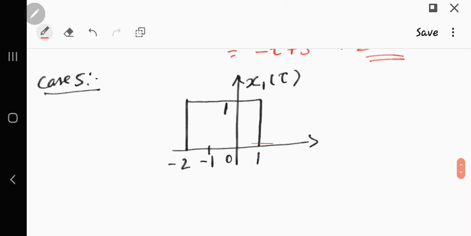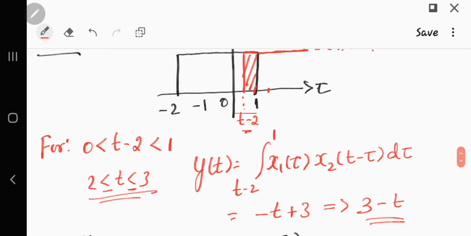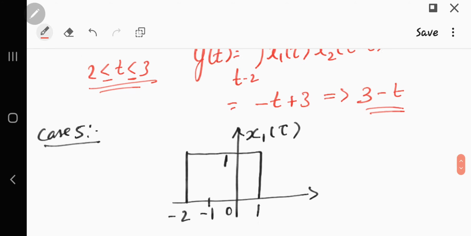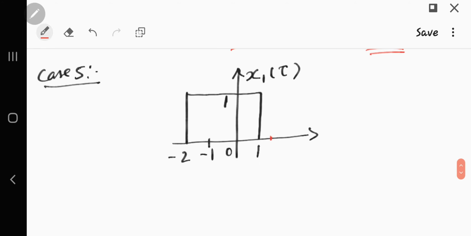Now as I mentioned in the previous case, t minus 2 was between 0 and 1. Here, I will move it so that it is greater than 1, or we can write 2 here just for reference. Amplitude is 1, x2 of t minus tau. Now observe there is no overlapping. If there is no overlapping, you won't get any value for y of t. So that means y of t will become 0.